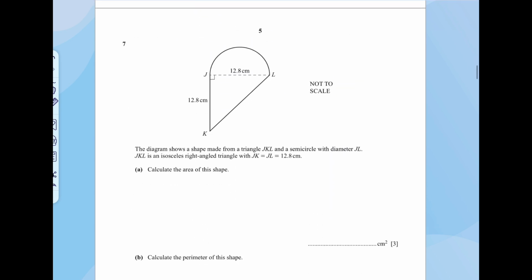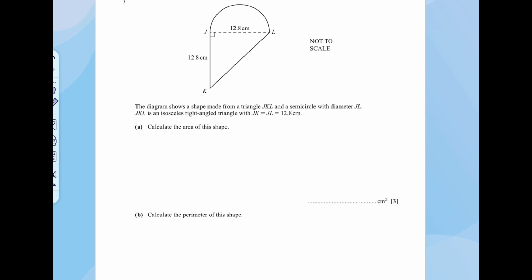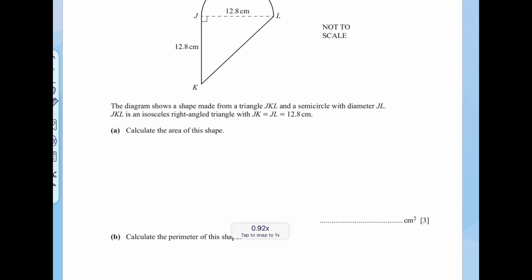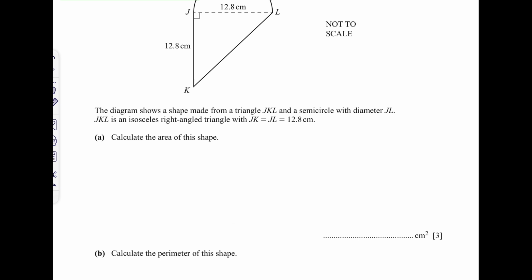Moving on, we're moving on to question number 7. The diagram shows a shape made from triangle JKL and a semicircle. So they're asking us for the area of the shape. First, we'll take the area of the triangle. Since it's a right angle triangle, what you're going to do is half into the base, which is 12.8, into the height. You could do 12.8 squared because 12.8 times 12.8, plus the area of a semicircle.